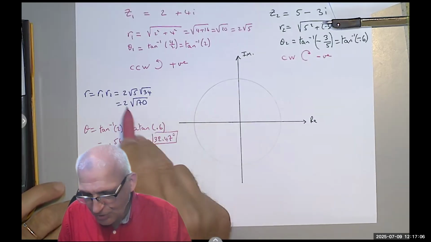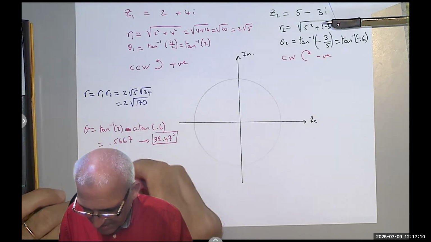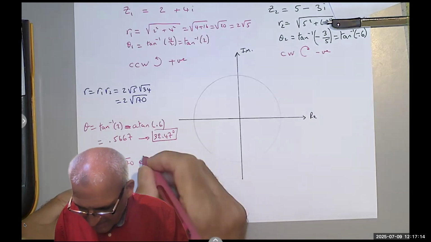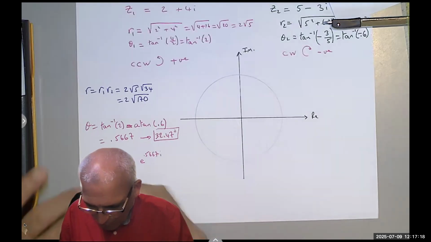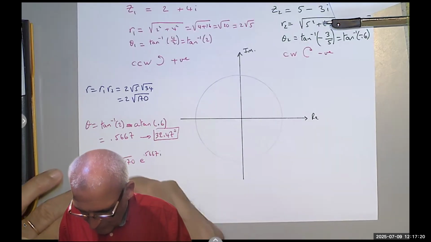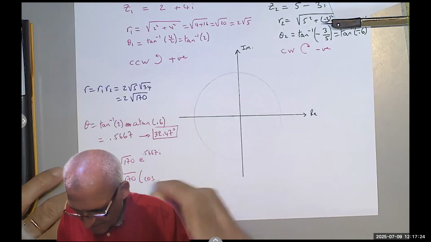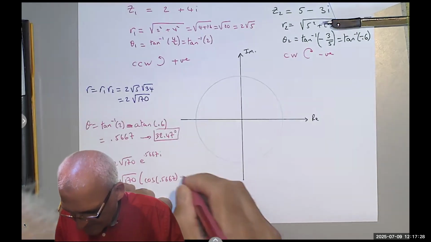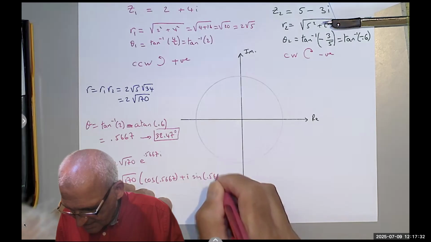So now I can write the result R as either 2 root 170 times e to the i theta, with theta 0.5667, which is basically 2 root 170 times cosine 0.5667 plus i sine 0.5667.